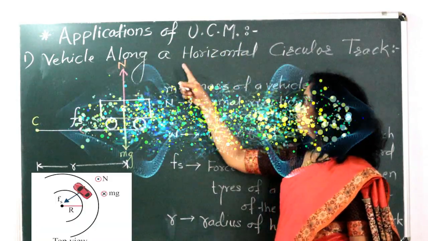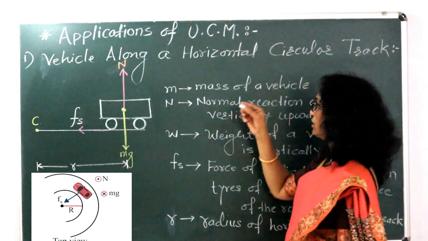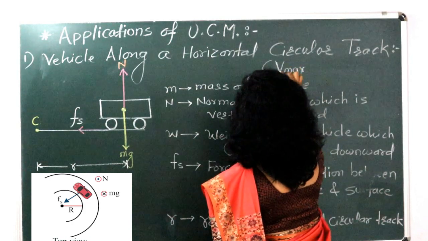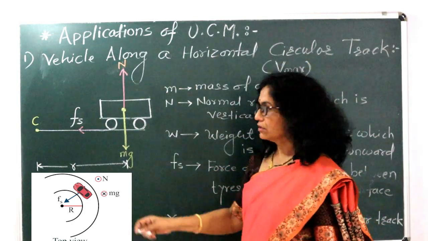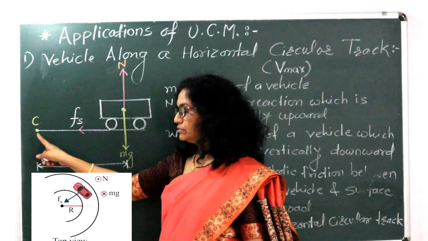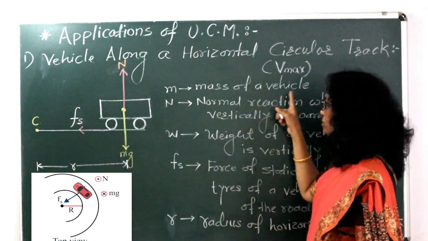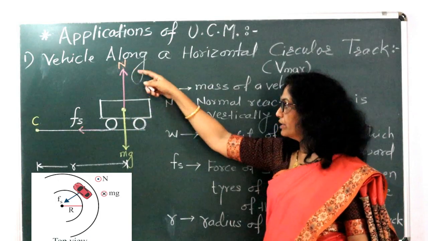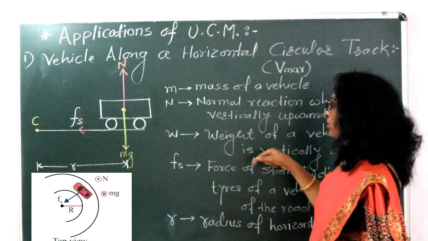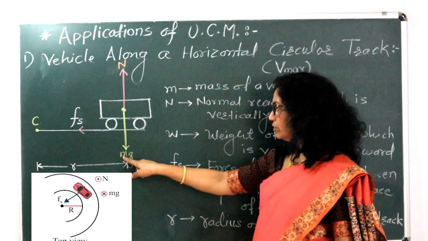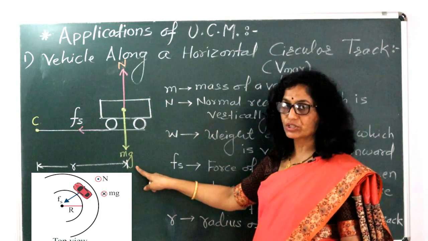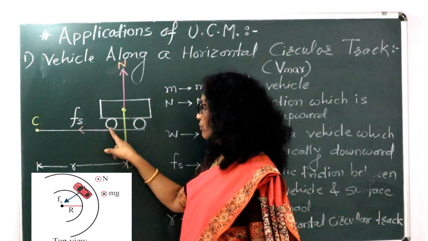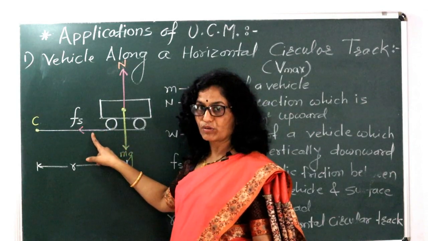First, vehicle along a horizontal circular track. Here we find maximum speed of a vehicle, Vmax. See in this diagram, let m be the mass of a vehicle, N be the normal reaction which is vertically upward, and weight mg of the vehicle which is vertically downward, where m is the mass and g is the acceleration due to gravity. Here Fs is the force of static friction between tires and the surface of road.